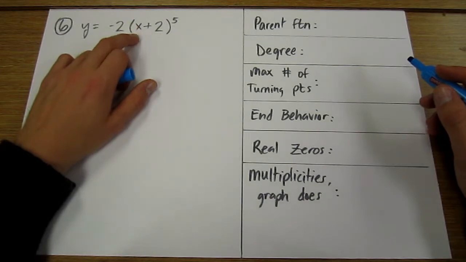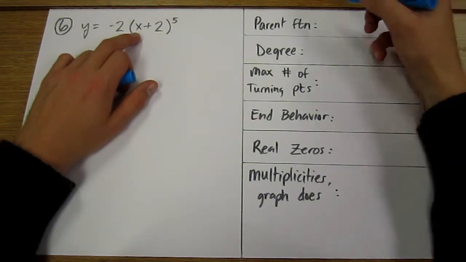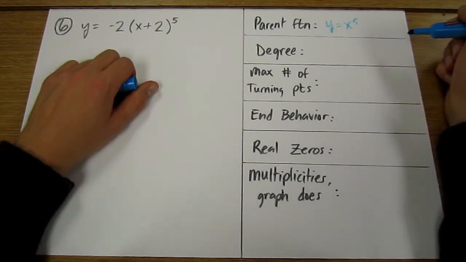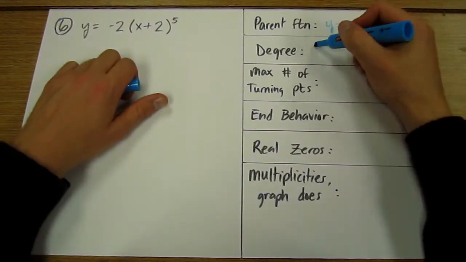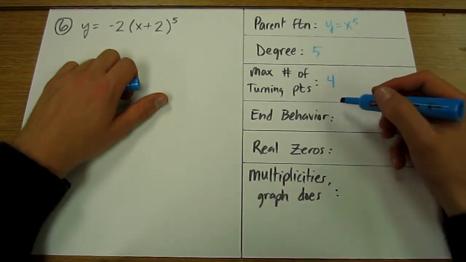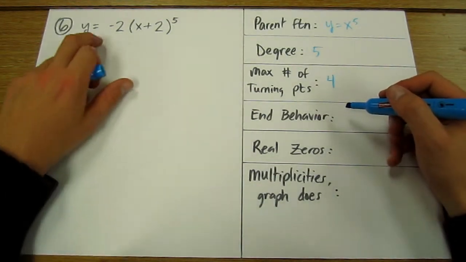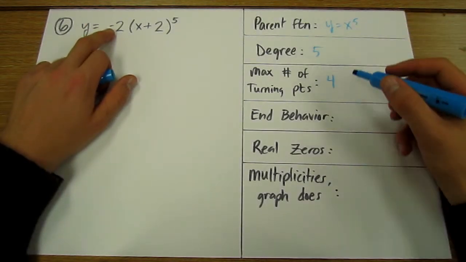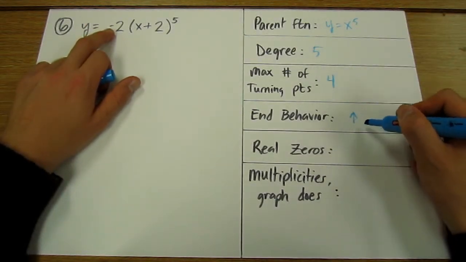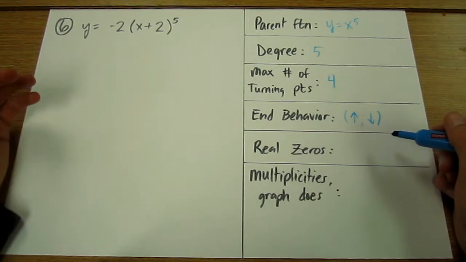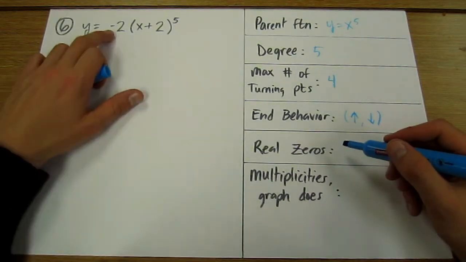Now, when we expand this out, we can have a parent function of y equals x to the 5th power. The degree that goes with that is 5. The maximum number of turning points is 4. Our end behavior depends on our degree and depends on our sign. So we have an odd degree and a negative sign here. So on the left it goes up, and on the right it will go down, just like that. The opposite of what it normally would do. That's from the negative sign.